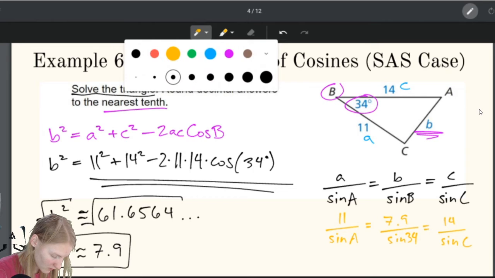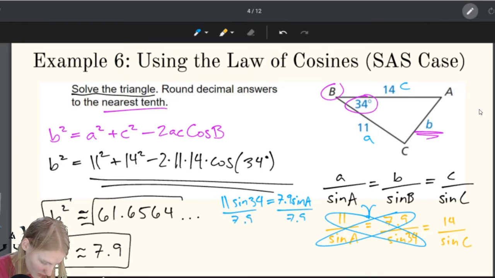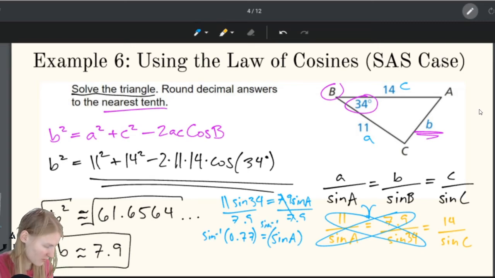So now, when we cross multiply, we're going to get 11 times the sine of 34 equals 7.9 times the sine of A. Divide by 7.9. 11 times sine of 34 divided by 7.9 is 0.77 yada yada, and that's equal to sine of A. So I need to take sine inverse of both sides so that I can figure out what A is, and I get 51.1 approximately.